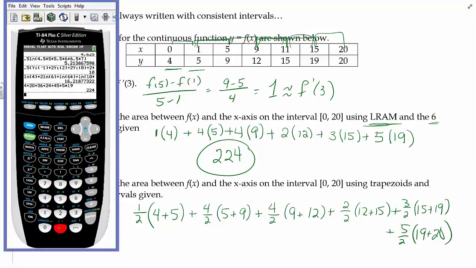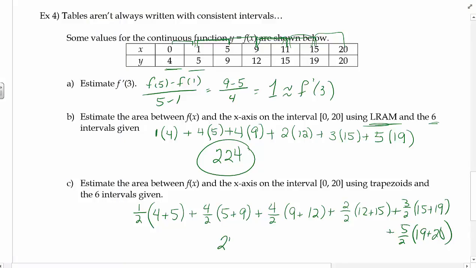So I have 0.5 times 9 plus 2 times 14 plus 2 times 21. Where am I? Plus 1 times 27 plus 1.5 times 15 plus 19 is 34. And 2.5 times 39. 250. Well, the good news is they are close, so I don't think I made any calculation mistakes unless I made the same one twice. So there you go. There's your estimate.